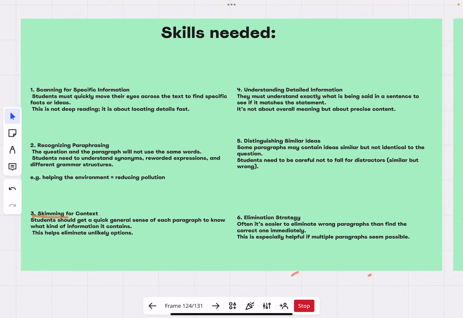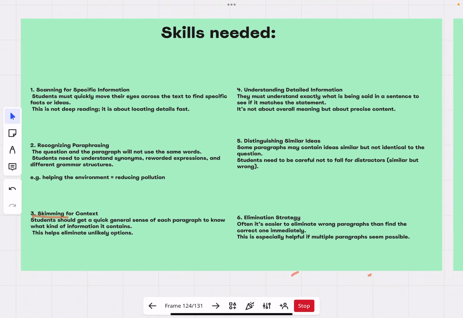Next one, skimming for context. Before finding the specific information, you need to quickly read the text to locate it. You always need to locate where the specific information is given. Before this, you look through very quickly, find the location, and read that place very clearly. The fourth one is understanding detailed information.